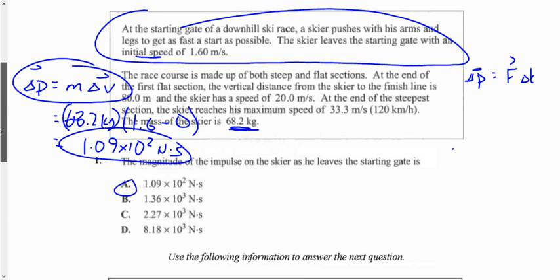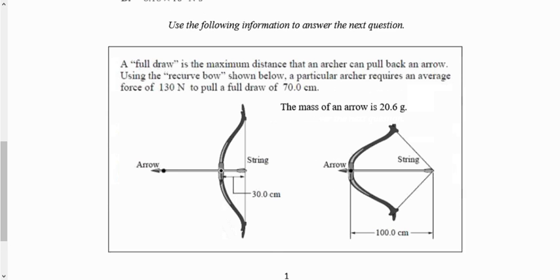Okay, last question. This is the tough one, I thought. Says a full draw is the maximum distance that an archer can pull back an arrow using a recurve bow shown below. A particular archer requires an average force of 130 newtons, full draw of 70 centimeters. We got a mass here in grams as well. Be careful with that. Circle these things, draw attention so that we don't forget to convert units.